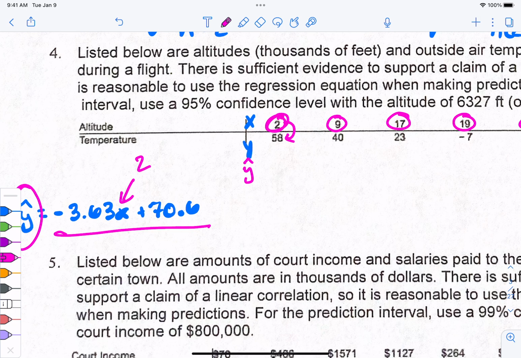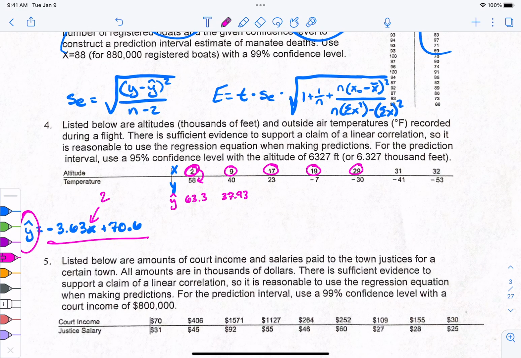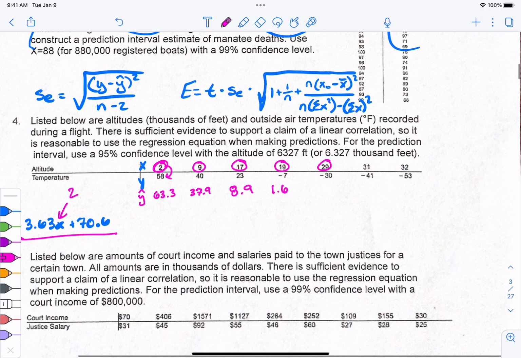2 is 63.34. We'll just go 63.3, one decimal place. 37.93. 17 is 8.89, we'll go 8.9. 19 is 1.63. Then 29 is negative 34.7. Go 41.9. And then negative 45.6. So those numbers aren't off too much from what they should be, right?